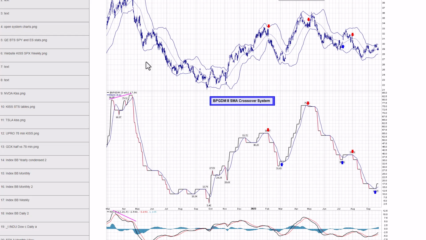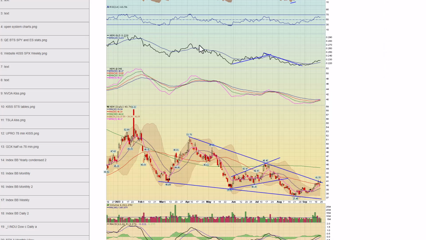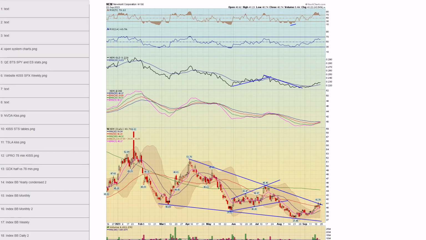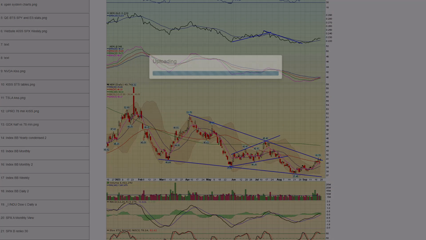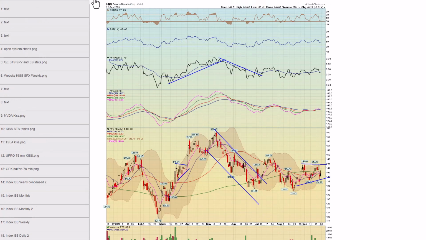Looking at just a few individual names in this sector, here's Newmont. This is the largest component of GDX, so you always got to follow it. It did rally off the lower wedge trend line that we were showing. It's back to the top of the wedge resistance. Chart 105, FNV is another big one. This isn't doing much, quite honestly.